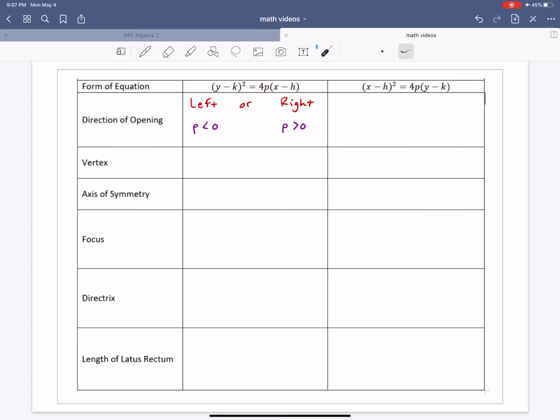Okay, so next, the vertex. The vertex here is always going to be located at (h, k). That's going to be true no matter what, and that's actually going to be true for all of chapter 9. Just a real quick reminder: h is always with x, k is always with y. It doesn't matter which variable is being squared. The number with the x is always h. The number with the y is always k.